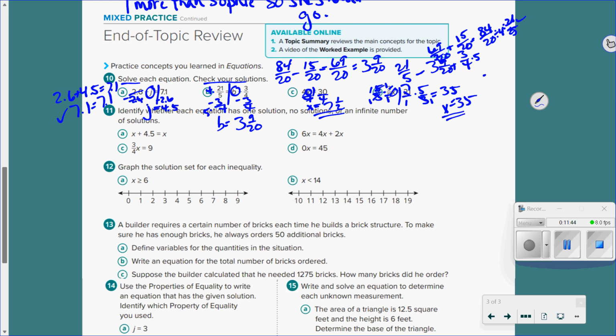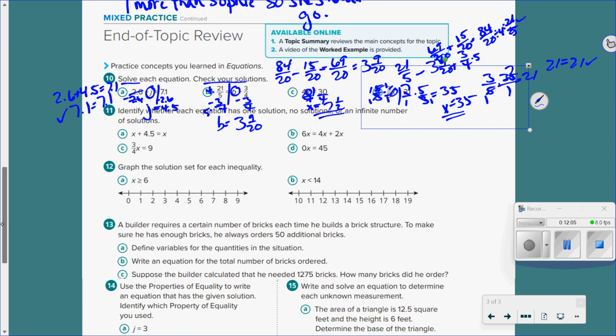Okay, our next one. Identify whether there's one solution, no solution, or infinite. Can I add 4.5 to a number and get that same number? No. So that one is a no solution. Did it say I had to explain why? No. Pay attention to your test directions. Make sure it all says that, but it should be the same.